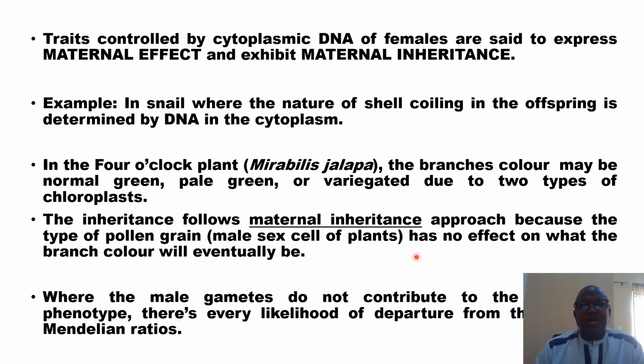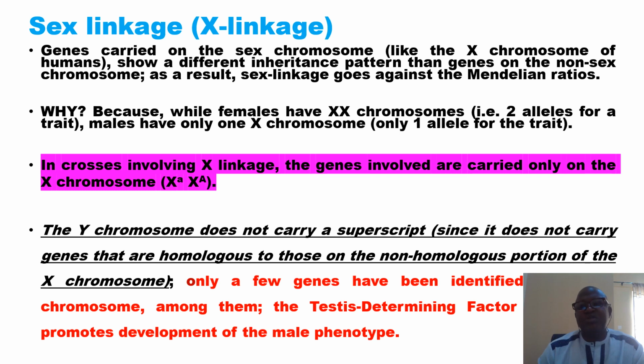So where the male gametes do not contribute much to the phenotype of the progenies, there's every likelihood that there will be departures from the classical Mendelian ratio. The number of gametes required may not be complete, as a result there will be departures. Another reason for departures from classical Mendelian ratio is sex linkage.